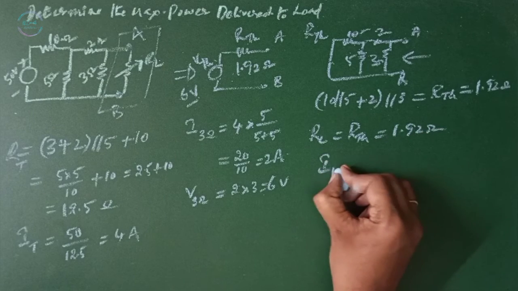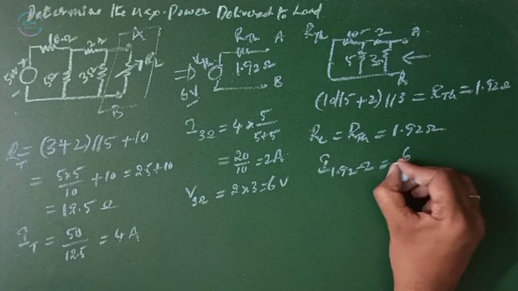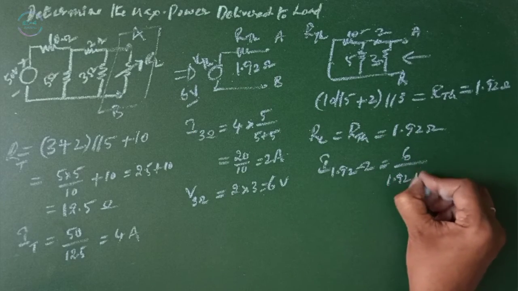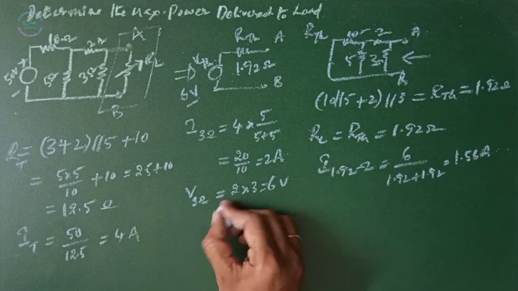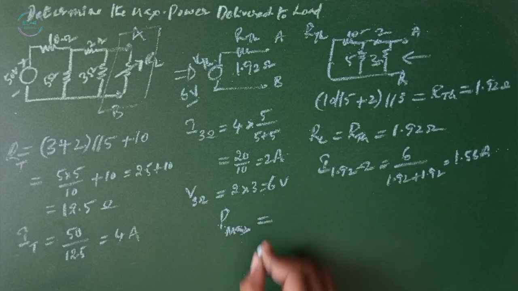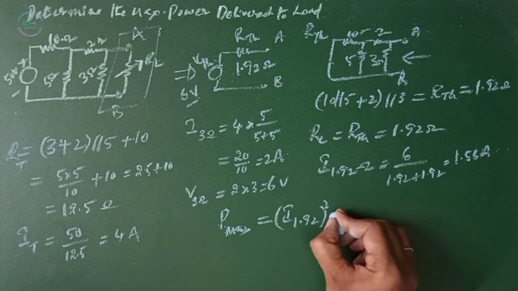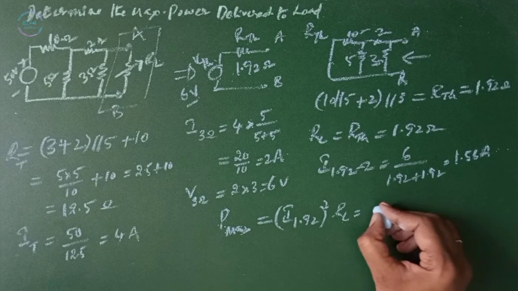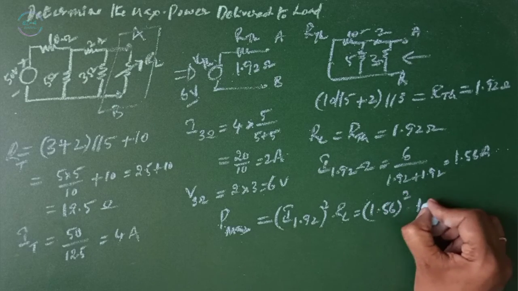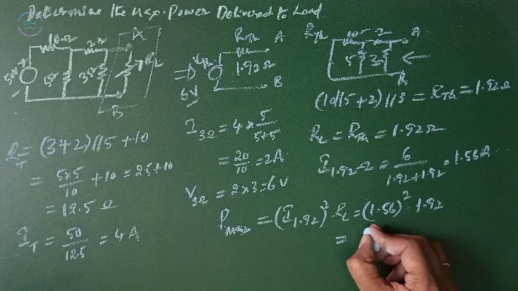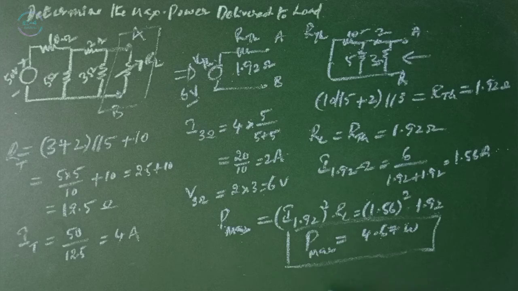Then the current through 1.92 ohms is given by the voltage 6 divided by 1.92 plus 1.92, which equals 1.56 amps. Pmax, maximum power, equals I squared into RL, that is 1.56 whole squared multiplied by 1.92, which equals 4.67 watts. So Pmax is 4.67 watts.